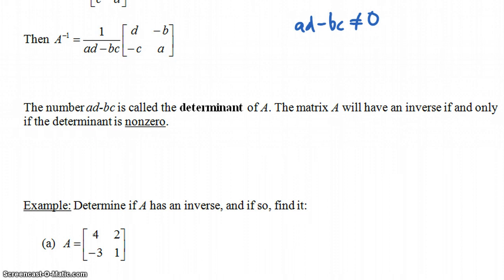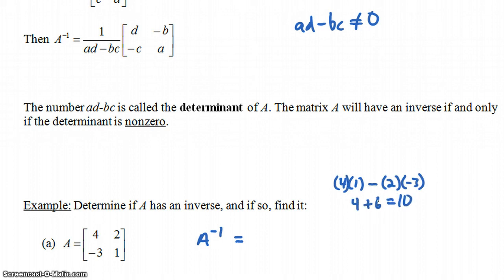Okay, so, determine if A has an inverse, and if so, find it. Here's our matrix A, and we see our entries a, b, c, and d. What is A inverse going to be? Well, first of all, let's look at the determinant. It'd be 4 times 1 minus 2 times negative 3. So what you really have is 4 plus 6, which is 10. Since 10 is not equal to 0, this matrix A is invertible.